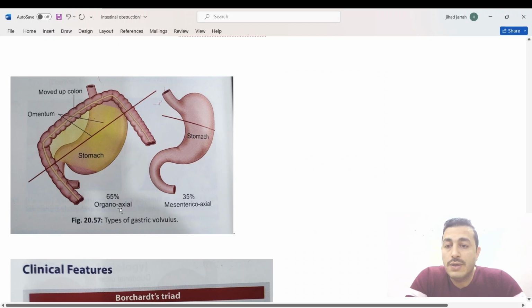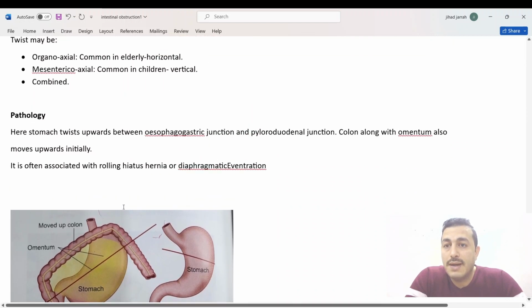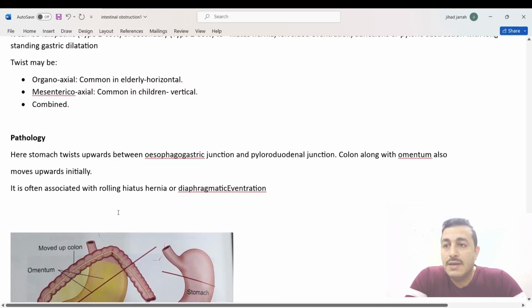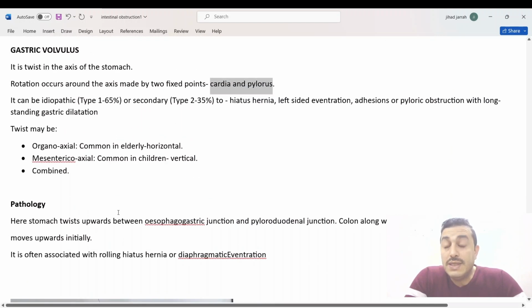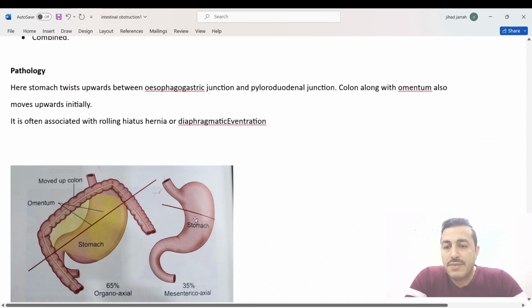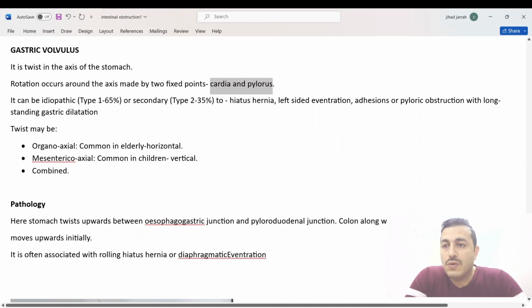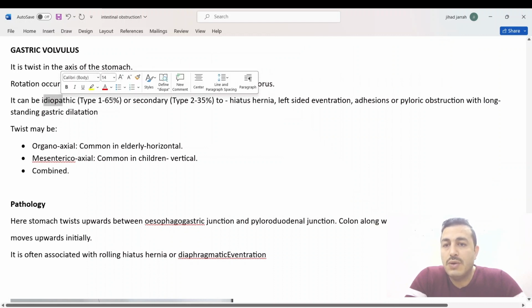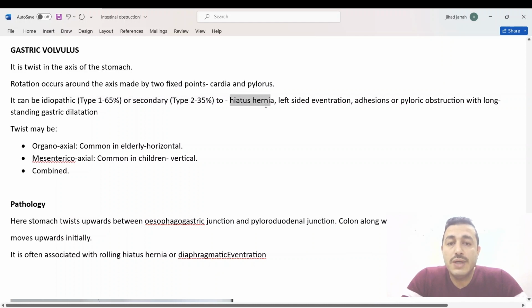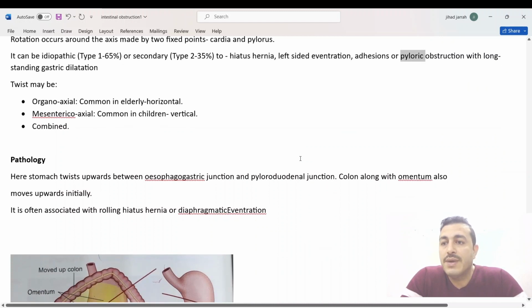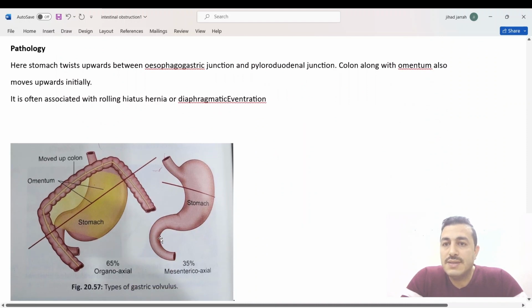This is actually more common in elderly patients. Okay, we said that, apart from this classification regarding the axis, we also have the idiopathic type, which is more common, about 60%, and the secondary type, or type 2, which comes due to hiatal hernia, diaphragmatic eventration, adhesion, or pyloric obstruction. Okay, we reviewed these types.